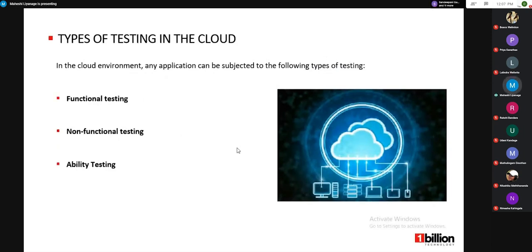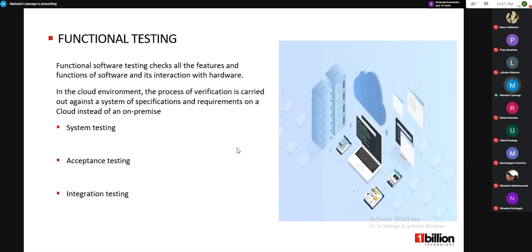These are the testing types that we do in the cloud. First one is functional, then non-functional, then we have ability testing. At first, we'll see what is functional testing in the cloud. Functional software testing checks all the features and functions of the software and its interaction with hardware. Generally, we conduct this on a completely integrated software platform. But in cloud-based testing, it is the process of verification carried out against requirements on a cloud instead of on-premise.